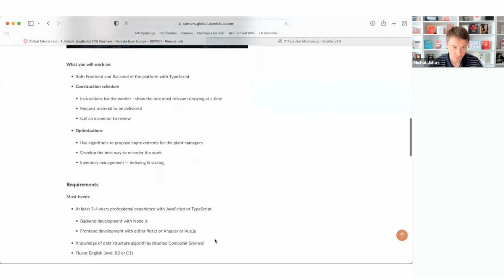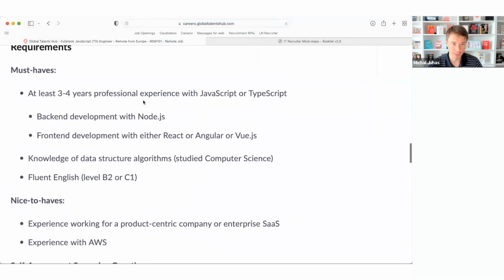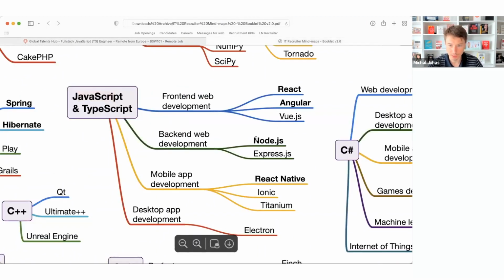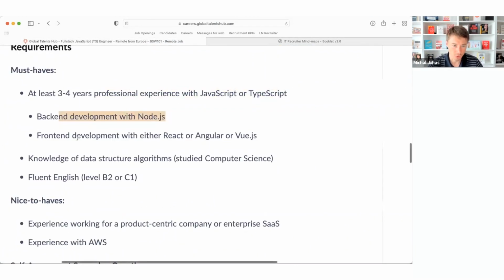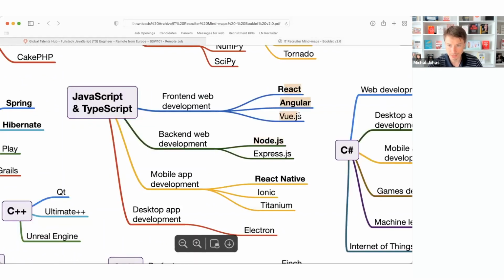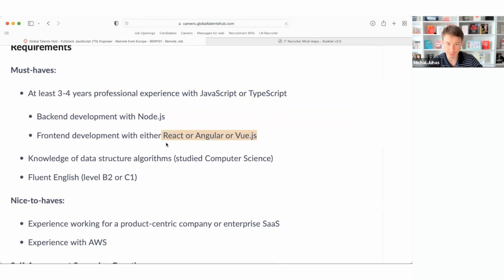So long story short, the must-have requirements include 3-4 years of experience with either JavaScript or TypeScript on the backend with Node.js, as you can see here. On the front end with either React or Angular or Vue.js. They don't really care that much what exactly the developer has used in the past. The client uses React, but it's not a must-have requirement.